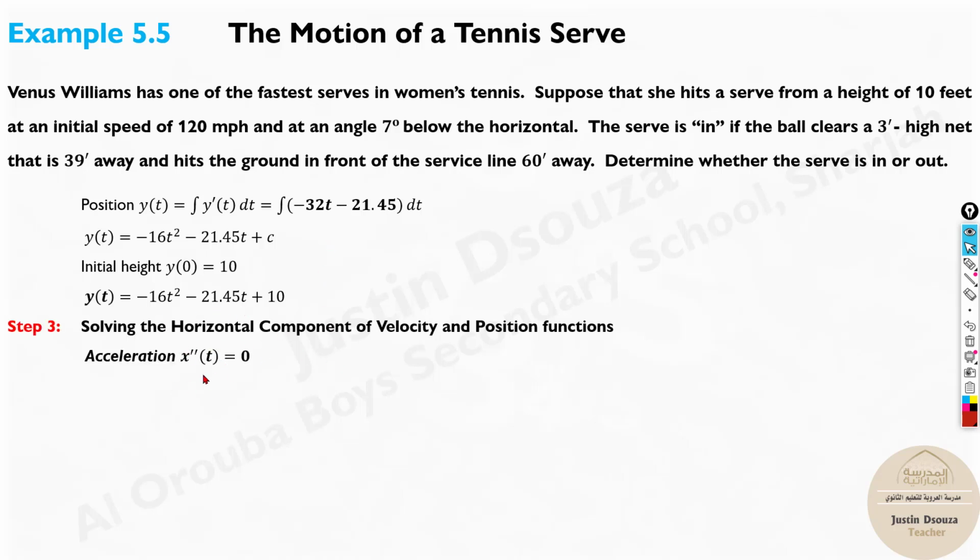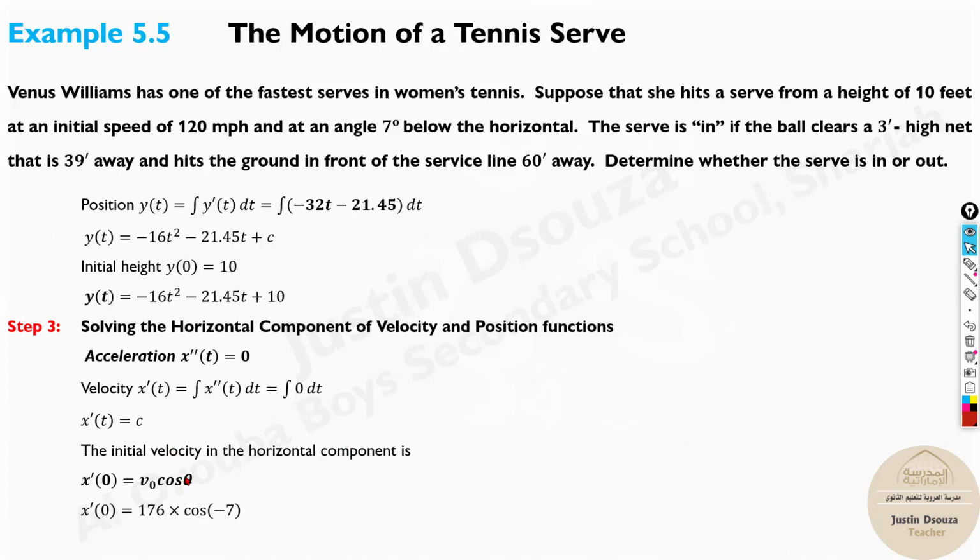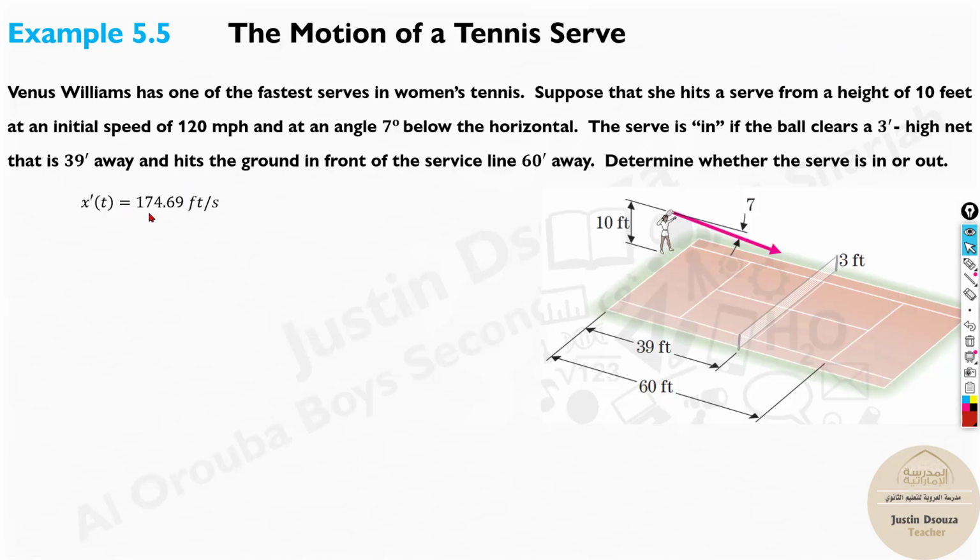Let's do the horizontal one. X double dash is always 0. We start with 0, integrate, you get c. Now what is this? It is v naught cosine theta. But make sure you put minus 7 degrees and the calculator is in degree mode. Now solve it. Here this is the value. So substitute back in over here, this x dash of t equation. So you will get over here x dash of t as 174.69. Now integrate this to get the position.